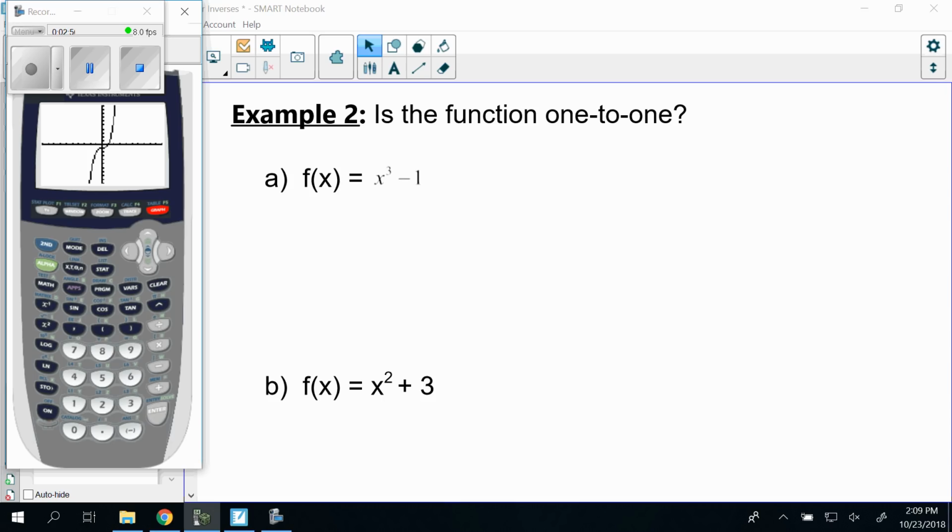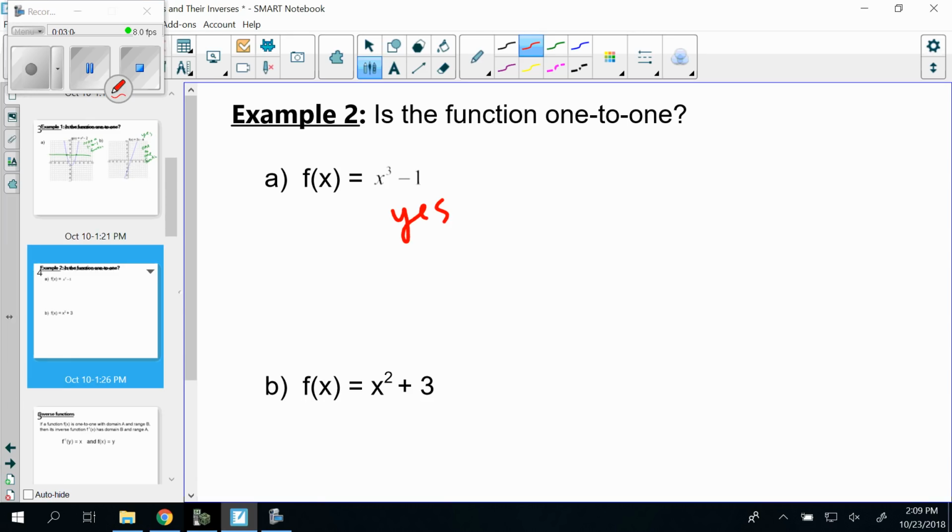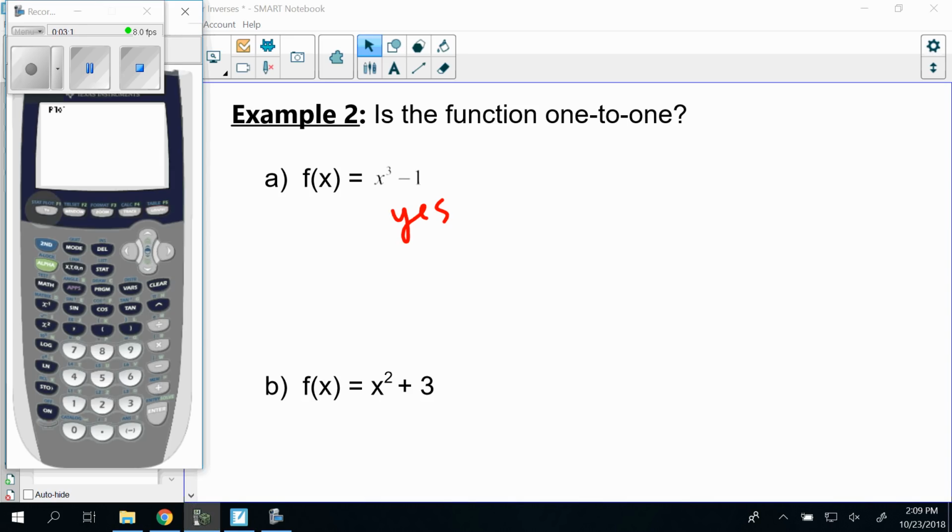Does that graph pass our vertical line test? Yep. Does it pass our horizontal line test? Yes, it passes both. So is this one a one-to-one? Yes. Okay, well, let's look at B. Okay, so let's graph that one out. So again, clear out the function that's there. x squared plus 3. So if we look at this graph, looks like it's a parabola.